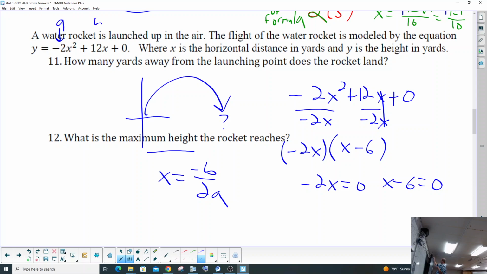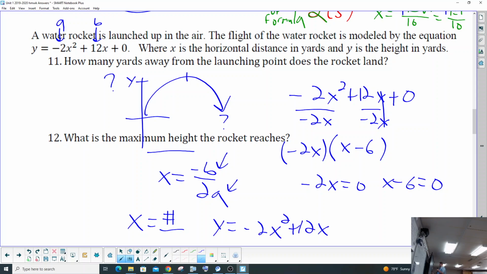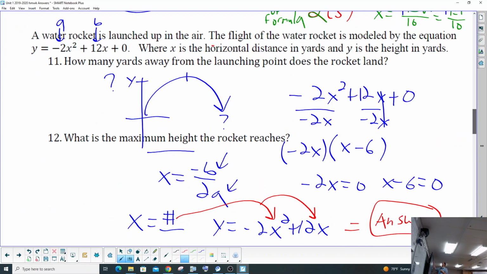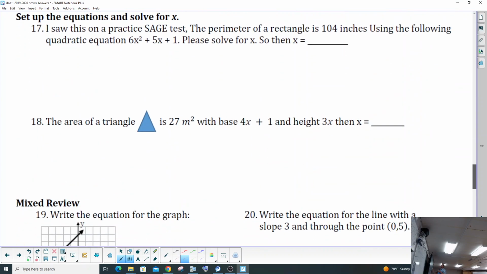Whatever you get there will be your answer of how far the rocket lands. It starts here, and then how far does that rocket land? What is the maximum of the height? The maximum of the height is just the vertex: x equals -b over 2a. We have our original formula, this is your a and this is your b, so you plug them in there and that gets you the x value. Then you take that number and find the y value, how high it goes. You take your formula, -2x squared plus 12x, plug that x value in, and that gives you your answer.